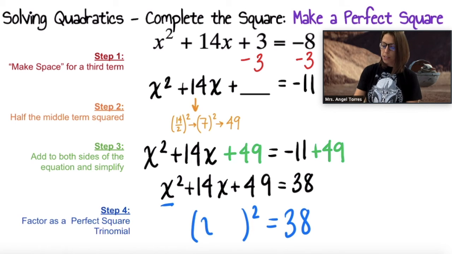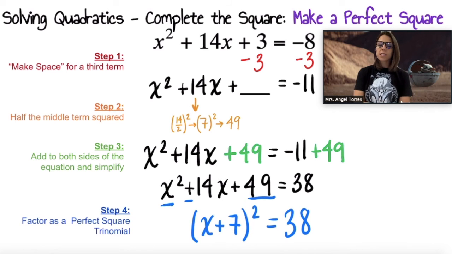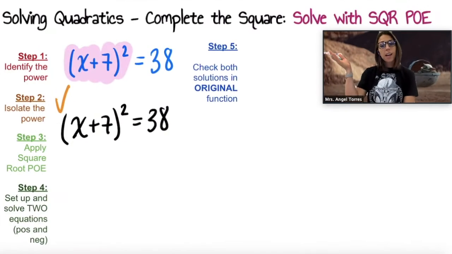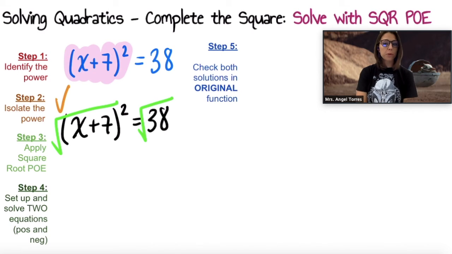Square root of x squared is x, square root of 49 is 7, and this equation has addition, so we can leave this as x plus 7 squared equals 38. So now it's in vertex form. Let's apply the square root property of equality. I've already gone ahead and identified the power and confirmed that it's already isolated. So we're ready for step 3. Apply the square root property of equality and take the square root of both sides.